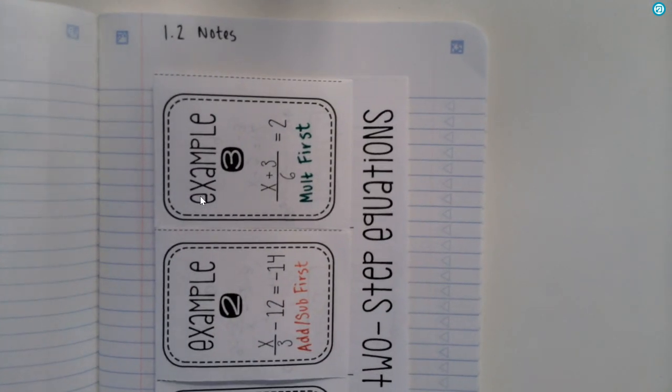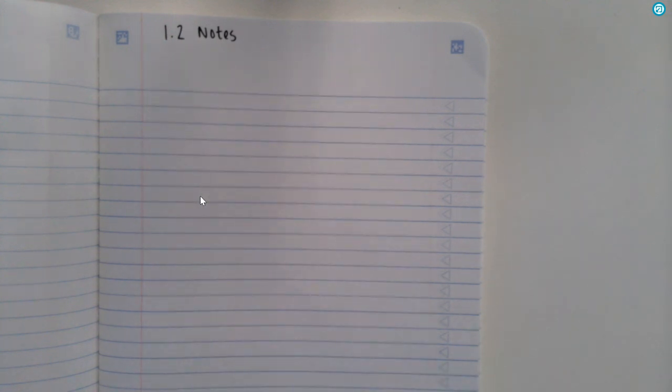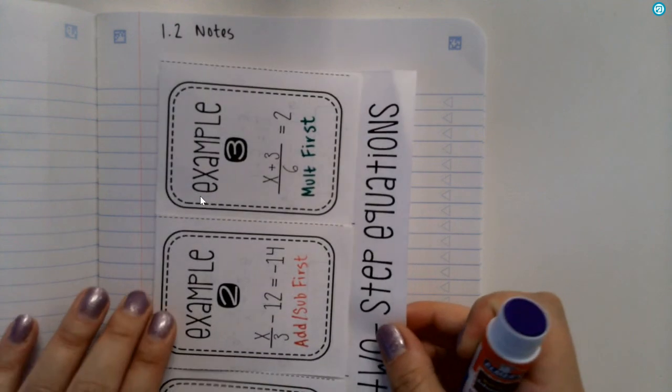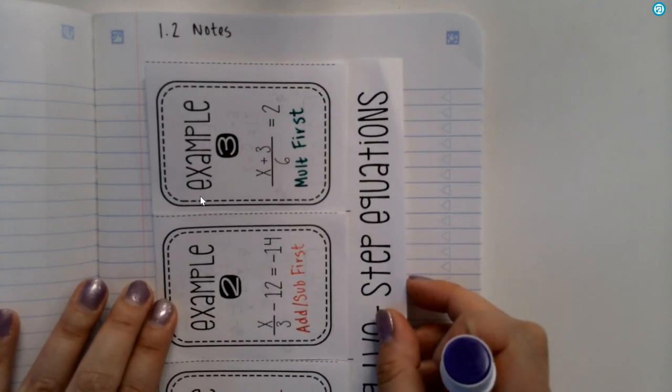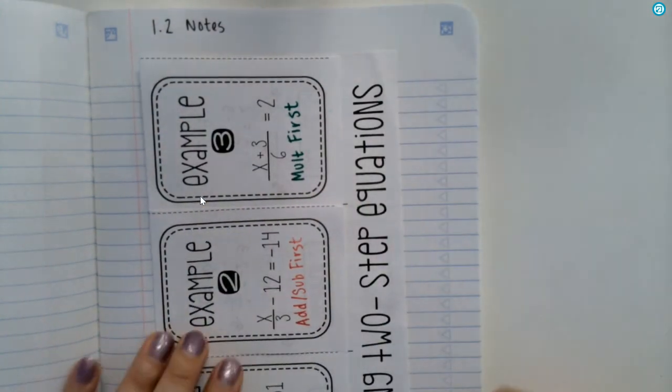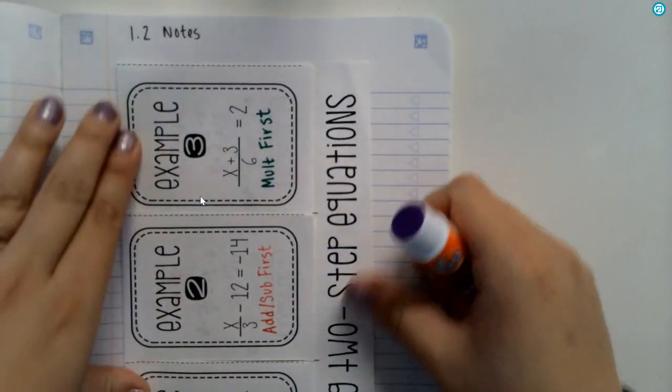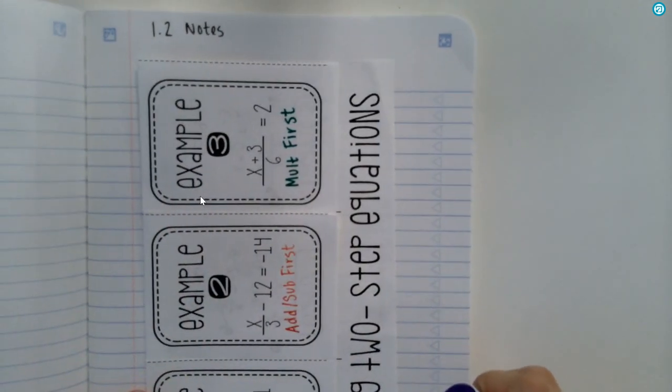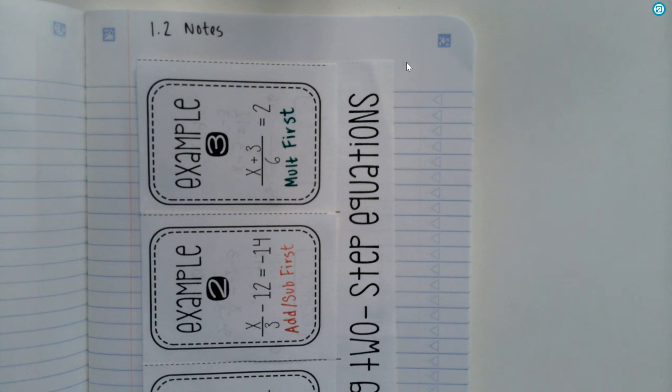I just labeled the top 1.2, so I knew which section it was. So I have 1.1 on the page before. I labeled this page 1.2. And then I don't need to label it. Solving two-step equations is already right there. So I don't need to relabel that. Okay. Stop.